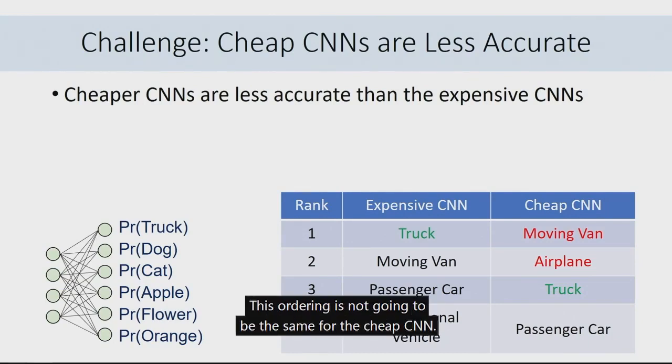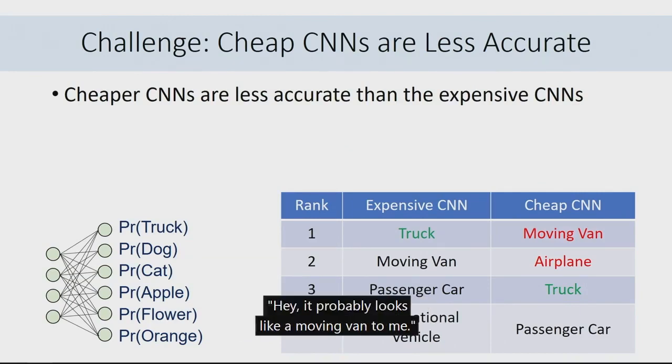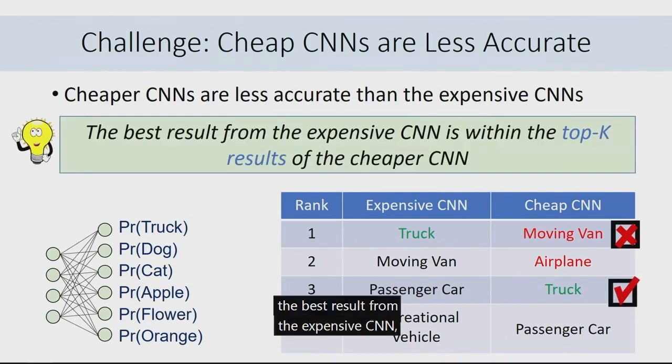This ordering is not going to be the same for the cheap CNN, because the cheap CNN would think it probably looks like a moving van. So the outputs may not match if you look for rank one. But if you look at the best result from the expensive CNN, what we've seen empirically is that it is within the top K results of the cheaper CNN.